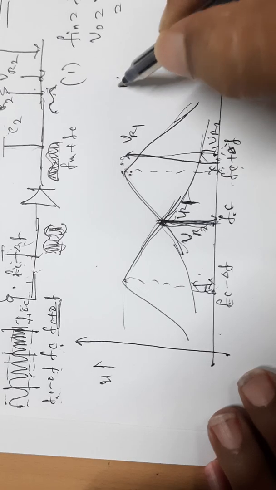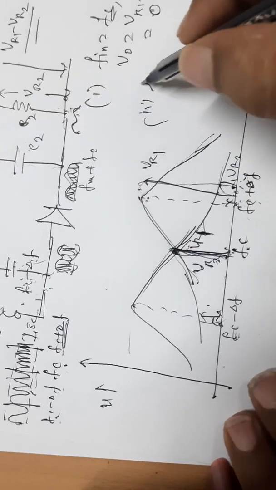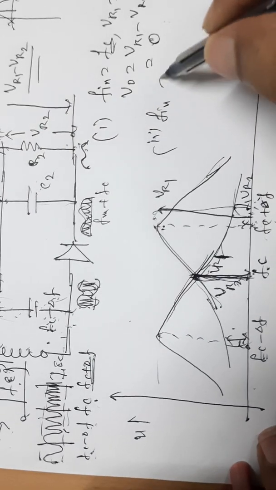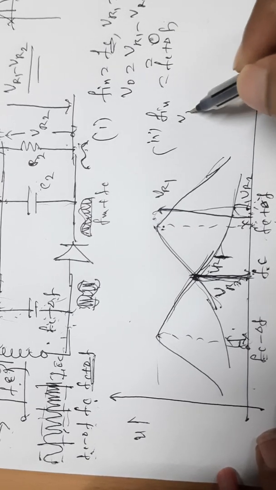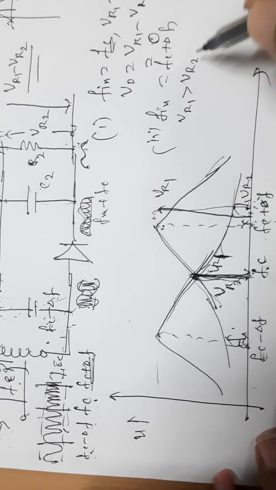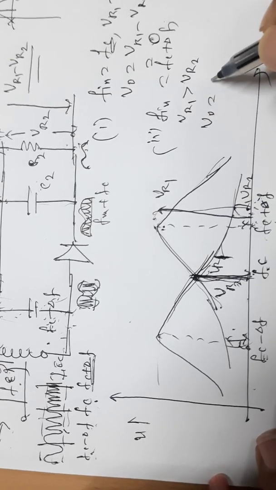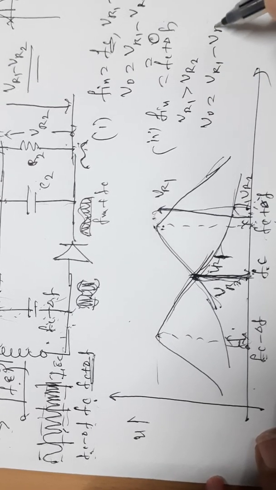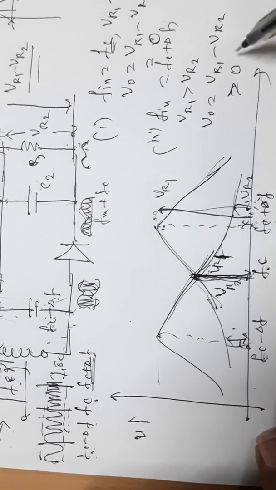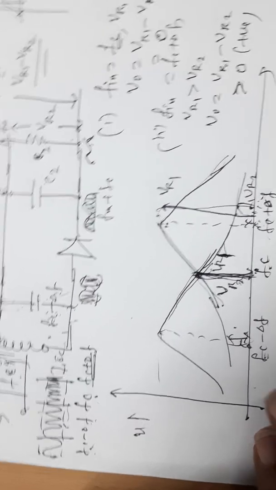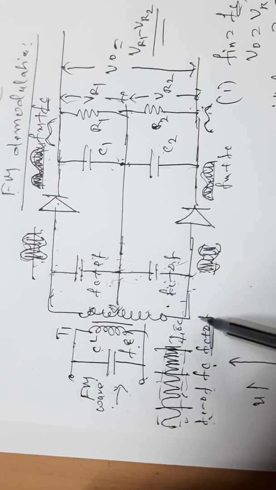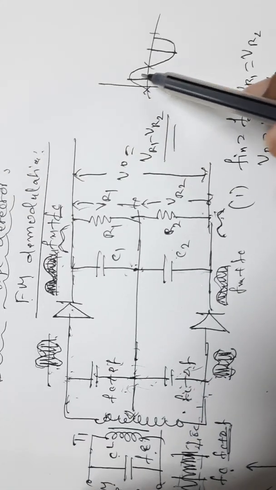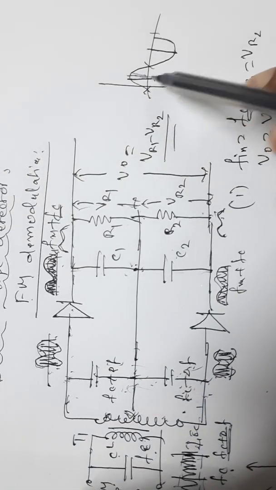Therefore, in the second case, when the input frequency Fin is equal to Fc plus delta F, we know that VR1 is greater than VR2. The output voltage is VR1 minus VR2, and since VR1 is greater than VR2, it is greater than 0. That is, the output voltage is positive. That means it is a positive peak value.